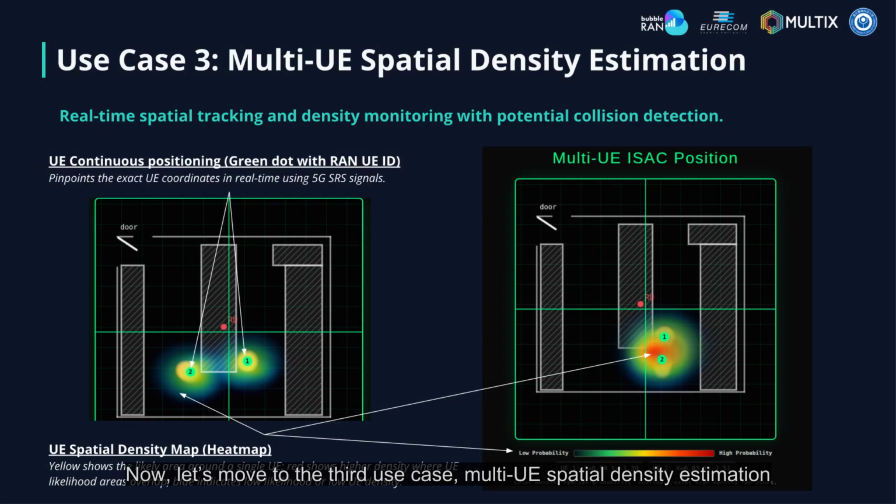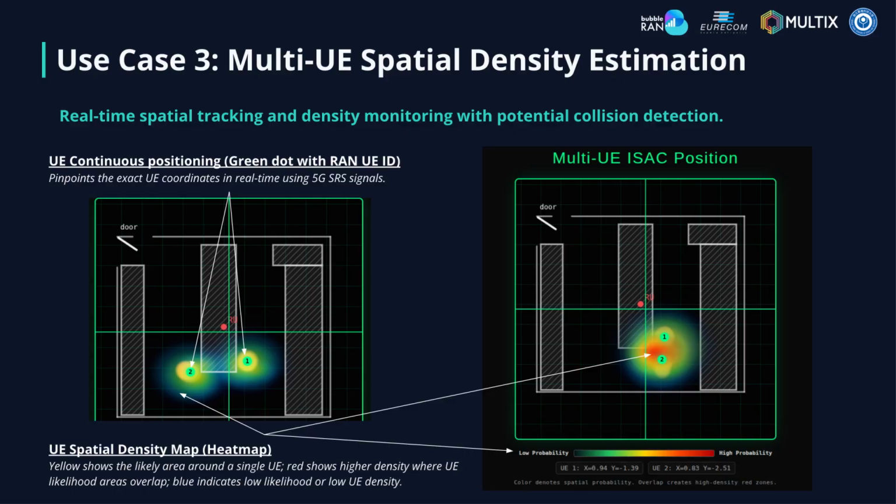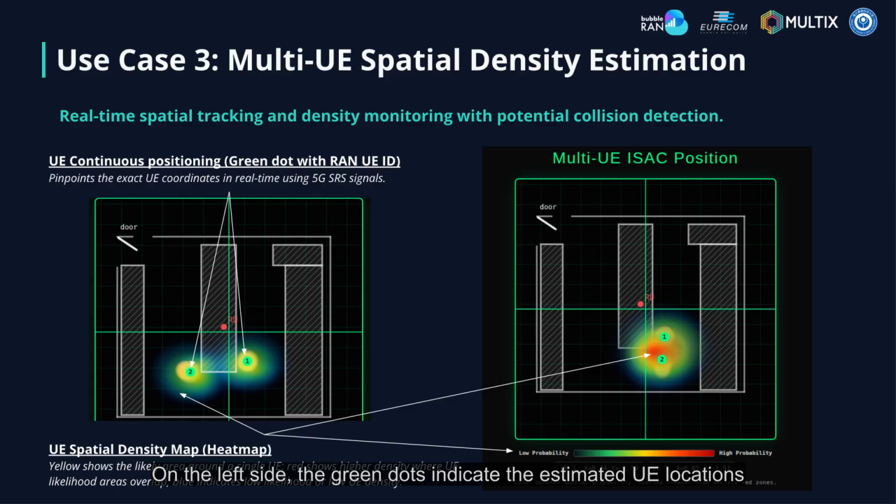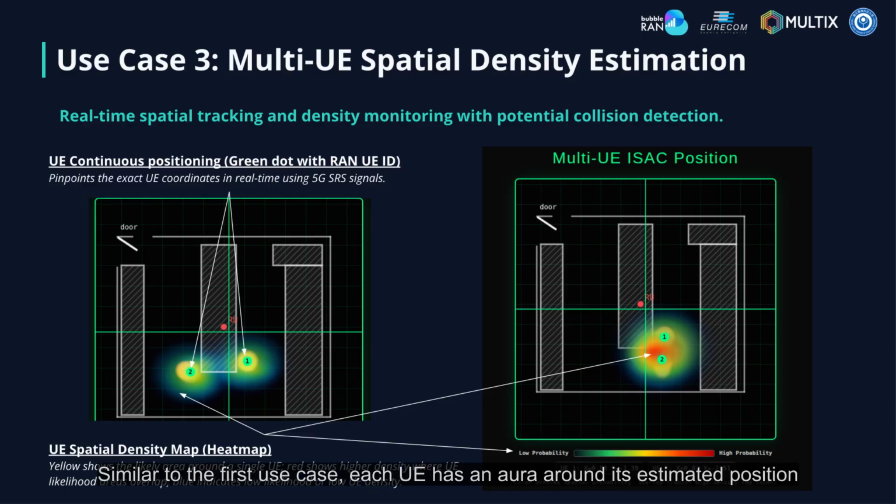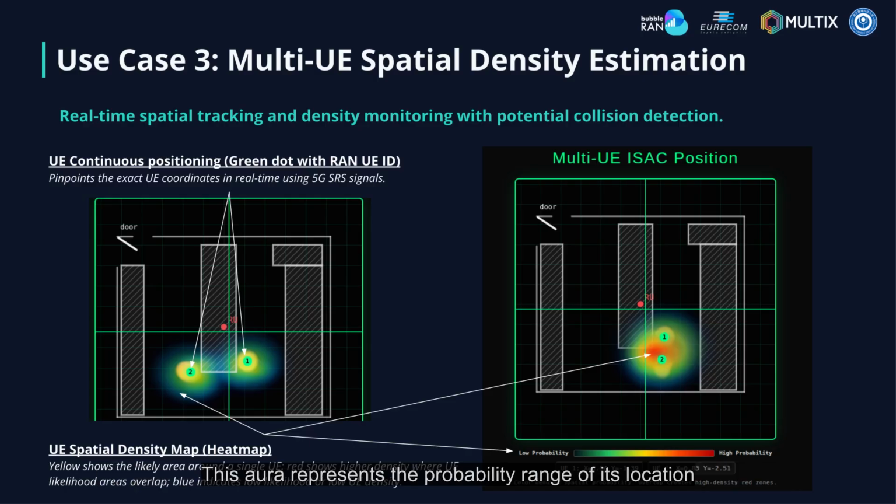Now, let's move to the third use case, multi-UE spatial density estimation. On the left side, the green dots indicate the estimated UE locations, each labeled with its corresponding RAN UE ID. Similar to the first use case, each UE has an aura around its estimated position. This aura represents the probability range of its location. A wider cloud means a wider uncertainty range.